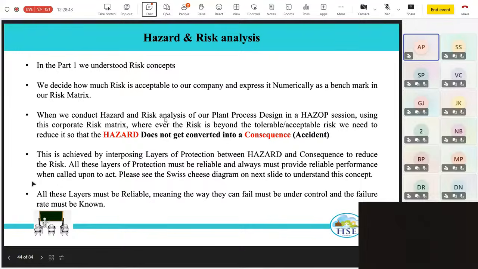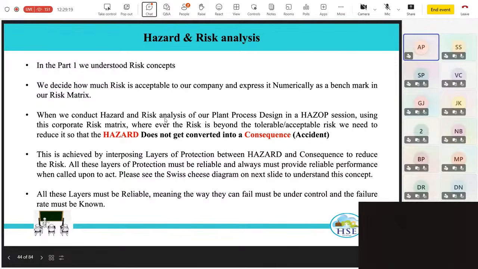Next. So in part 1, we understood risk concepts. We decide how much risk is acceptable to our company and express it numerically as a benchmark in our risk matrix. Every company has a risk matrix. Down the line we'll learn about the risk matrix, but at the moment just take it for granted that your company, wherever you are working, will also have a risk matrix, and you can express in that risk matrix numerically how much is acceptable to you. Your corporate guideline gives you that.